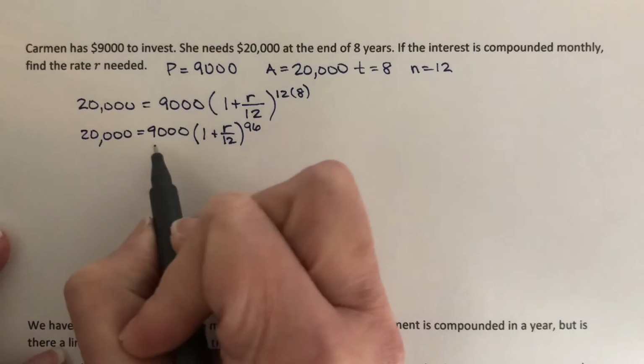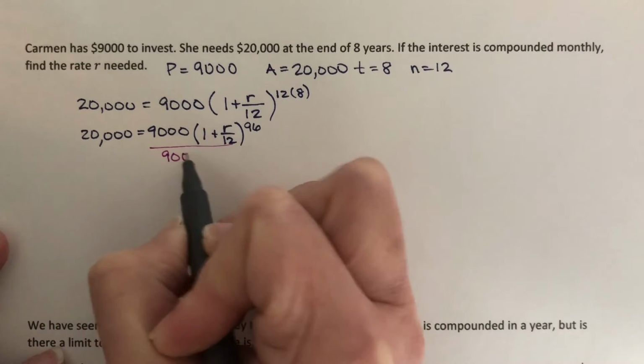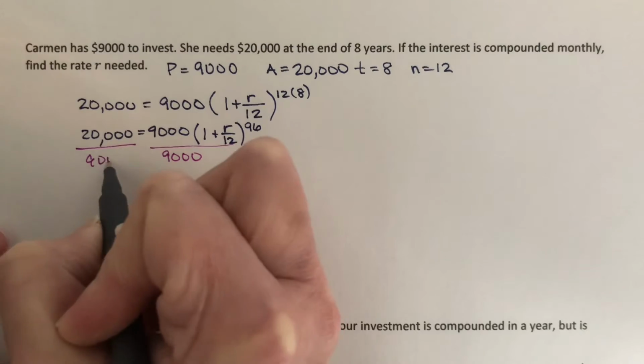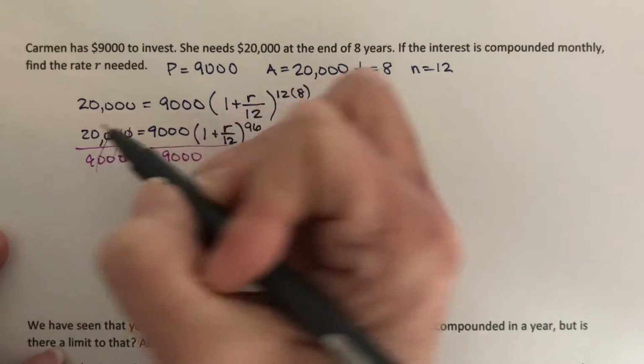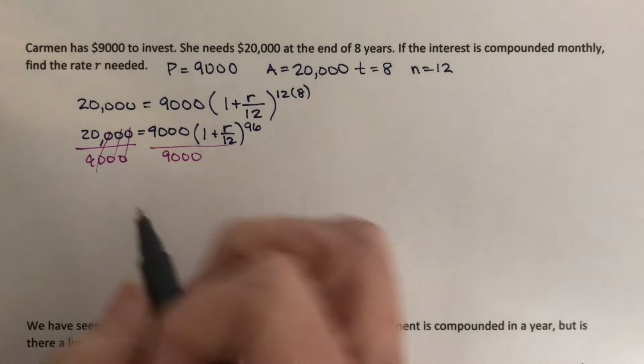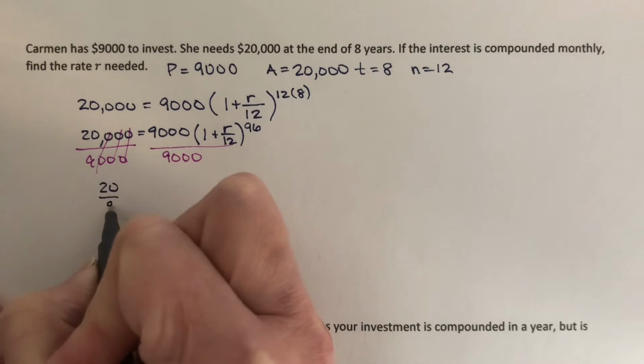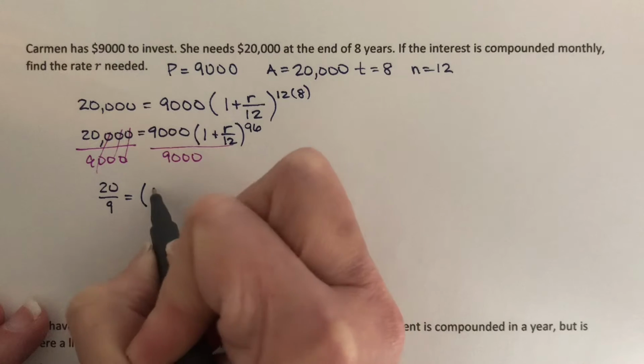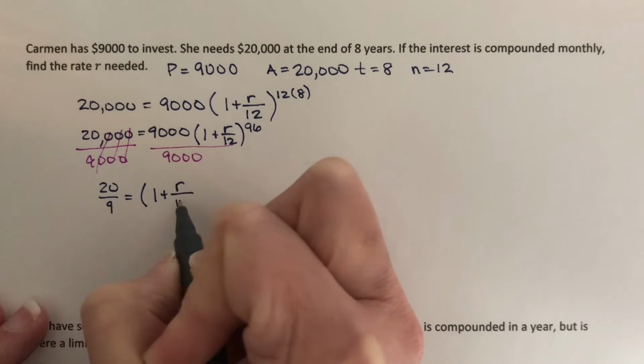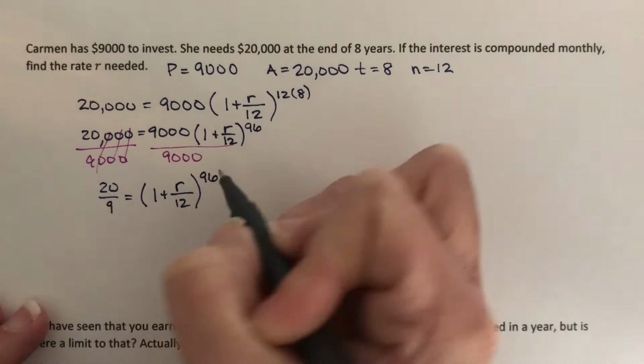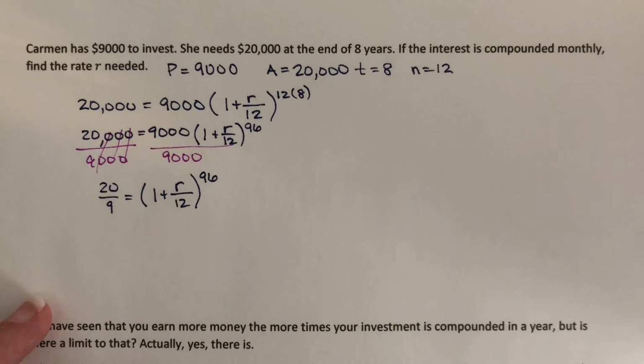So the first thing I'm going to do is divide both sides here by 9,000. So you get 20 over 9 equals 1 plus R over 12 to the 96th power. Okay, now we're going to get some ugly numbers. You want to make sure that you don't write down any decimal approximations until the end. So things might look ugly until we've done all of the algebra.